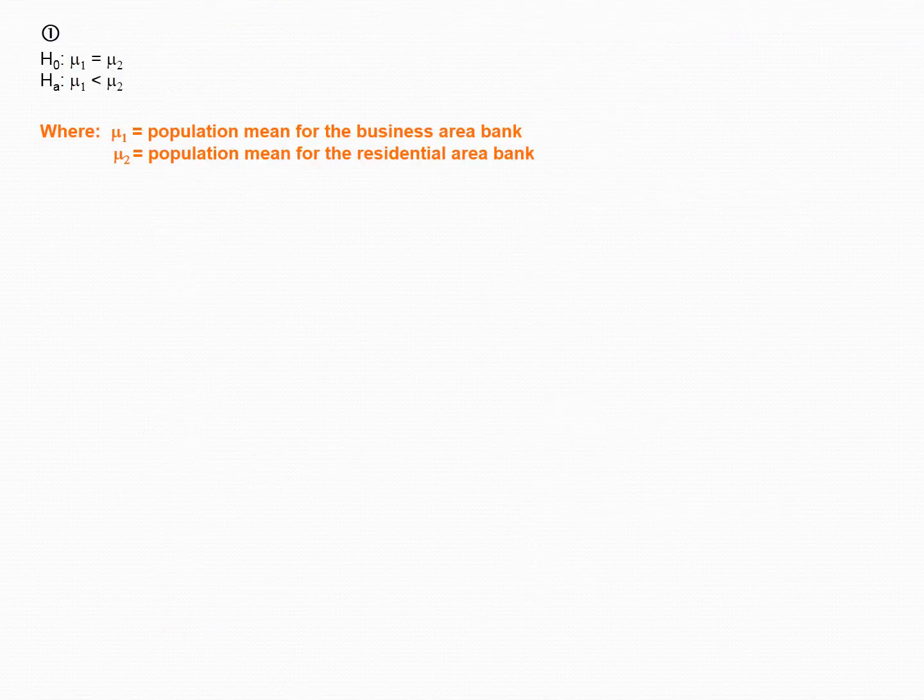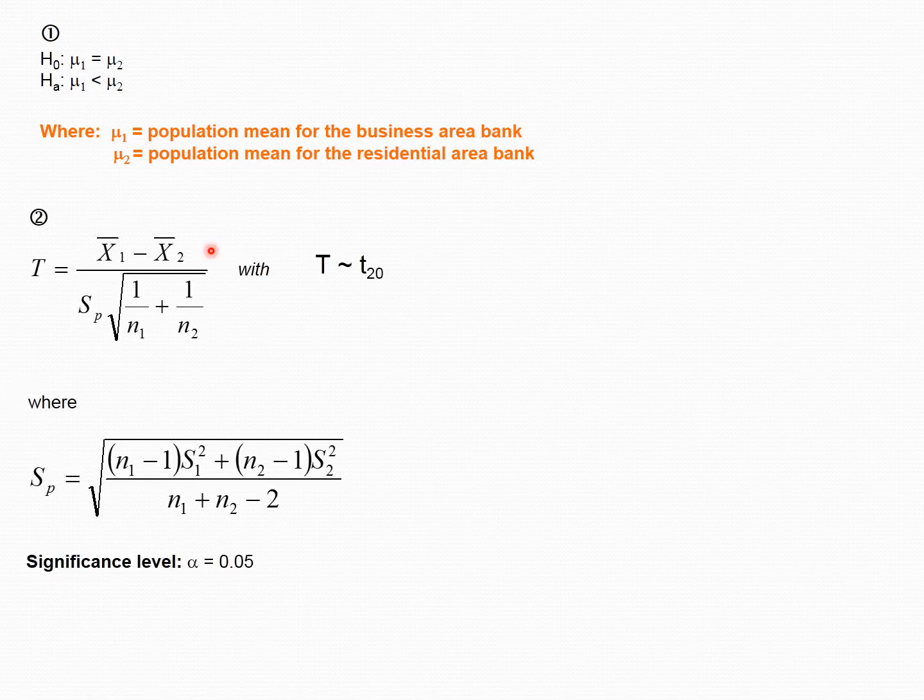In step 1, you state your hypothesis then. So in the null hypothesis, μ1 will be equal to μ2. In the alternative, μ1 will be less than μ2. Then we can define μ1 as the population mean for the business area bank and μ2 as the population mean for the residential area bank. Step 2, you write down the formula for your test statistic, and t will follow a t-distribution with 20 degrees of freedom, since 11 plus 11 minus 2 will give us 20. Then we can also give the formula for SP and our significance level.